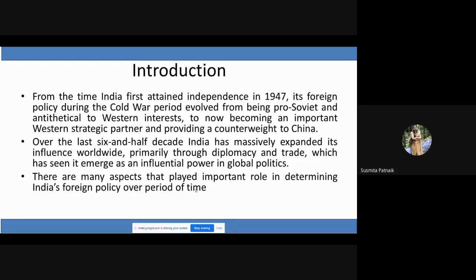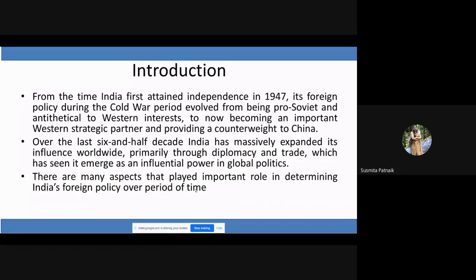China is a communist country. Starting from 1947, India has not adopted capitalism, socialism, or communism as its ideology, and it has passed through the Cold War. What is the meaning of Cold War? Cold War means Shitala Juddha. It has passed through the Cold War, and now it has become an important strategic partner which can challenge the rights of China.